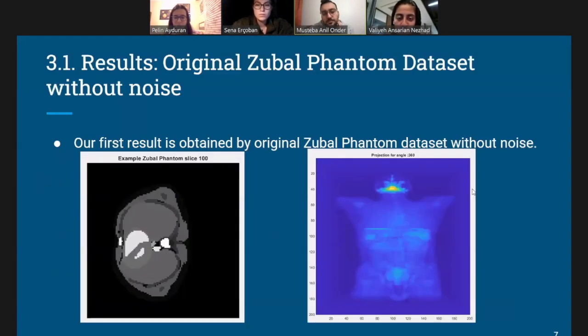So here our first results can be seen. This is from the original Zubal phantom dataset. On the left side you can see one of the example Zubal phantom slices. This is slice 100. On the right side you can see the projection. This projection is taken from the angle 0 to 360. You can see the whole Zubal phantom shapes.